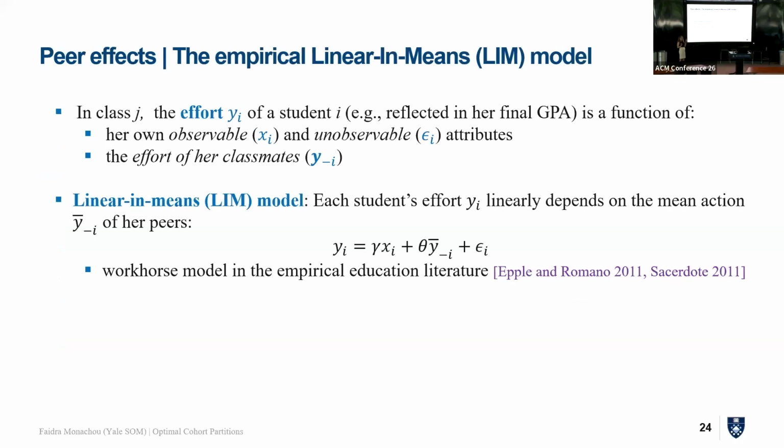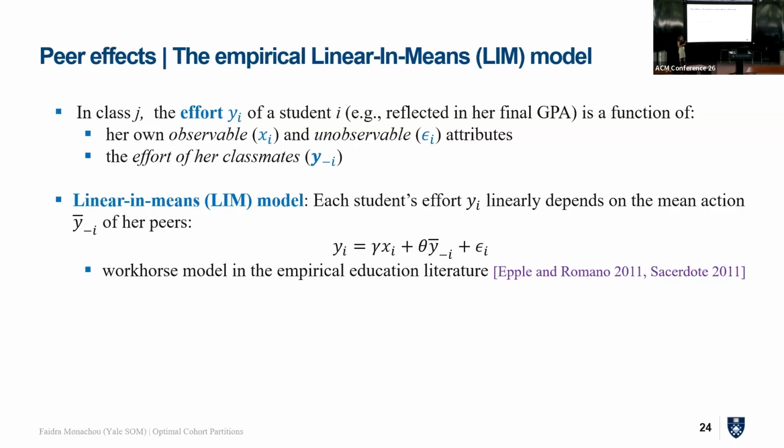The general idea in this model is that each student puts some effort into class. This is reflected in her final GPA, so that's how we can measure it. And this effort is a function of their own characteristics, both observable and unobservable, but also the effort of their classmates. So the linear-in-means model says that everything is linear, and that effort depends linearly on the mean action of peers.